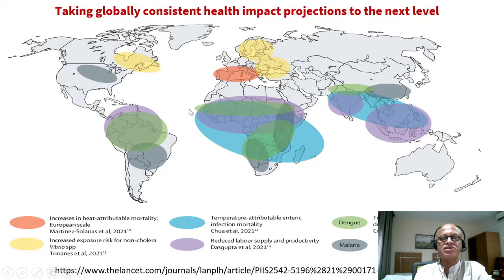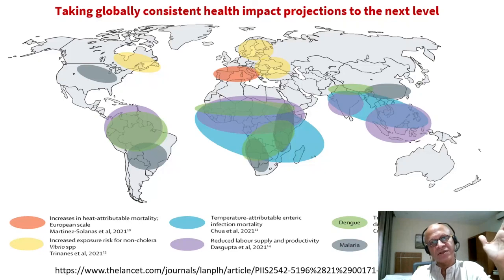Nonetheless, this article in the Lancet puts out some ideas on how globally consistent health impact projections can be taken to the next level. So they compiled a number of studies across the globe which looked at increases in heat attributable mortality, increased exposure risk for non-cholera vibrio species, temperature attributable enteric infection mortality, reduced labor supply and productivity, transmission season increases for dengue and malaria, and of course malaria as well. So there is no choice other than to make such projections and keep trying to improve them.